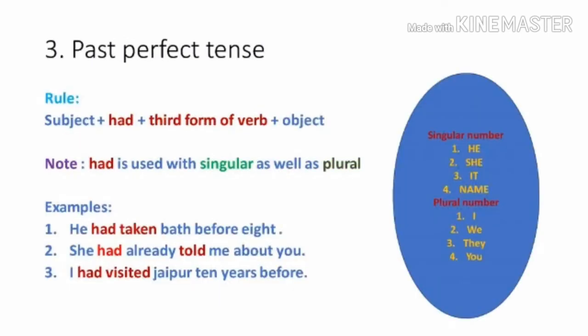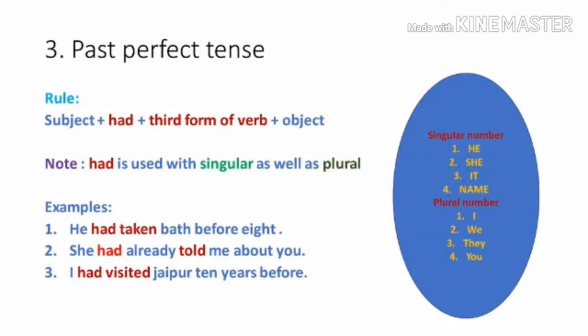Okay, past perfect tense, which is the third type. Past perfect tense is used to talk about actions that were completed, and its rule is subject plus had plus third form of verb plus object. Here we will use had with singular as well as with plural number. Now read the first example. He had taken bath before 8. Now you can see the action is completed here. That's why we used past perfect tense.